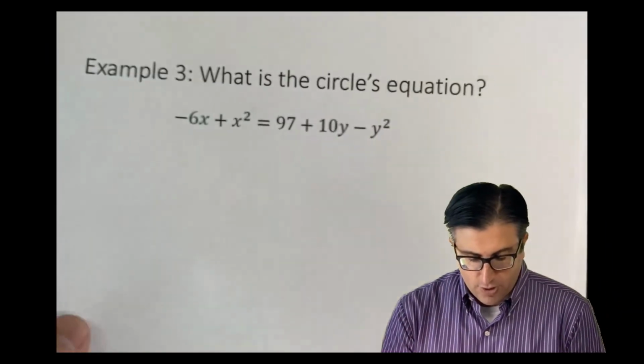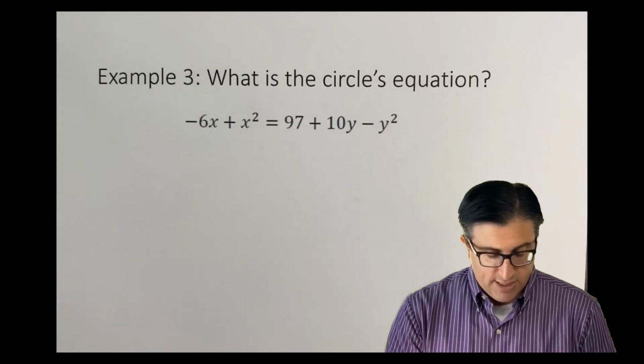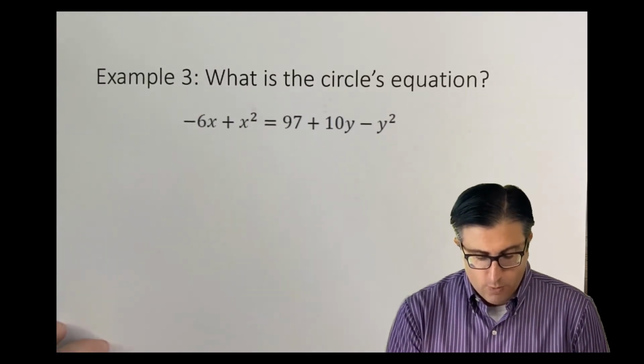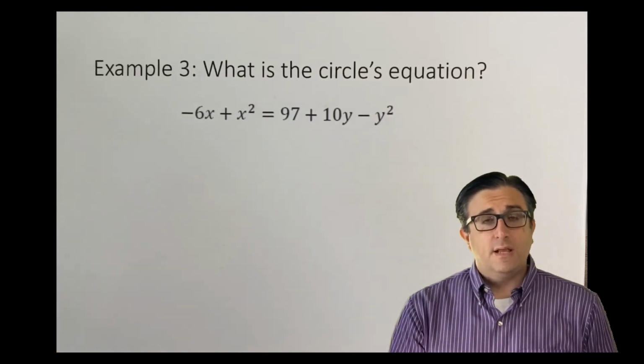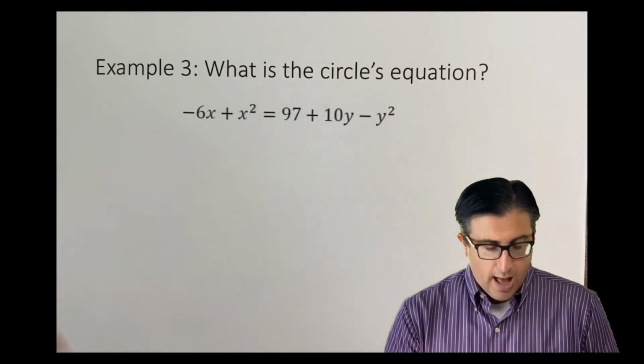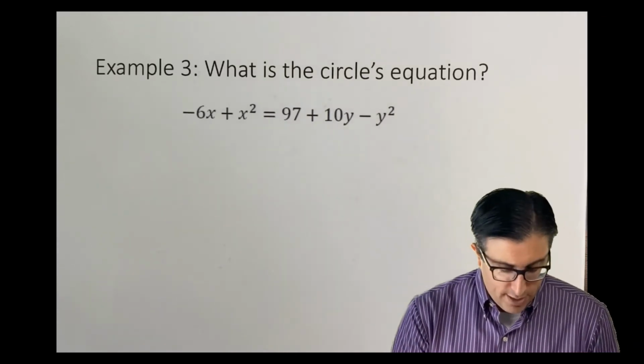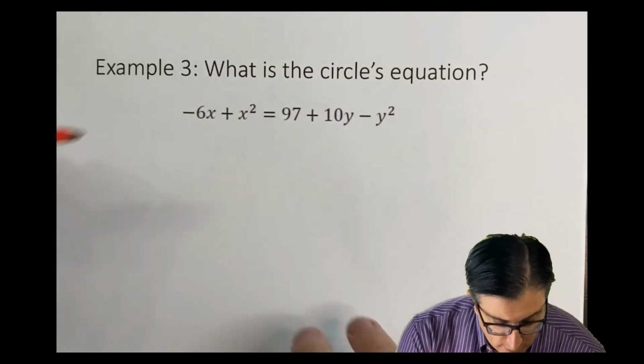All right, one more together, and then you can try one on your own. Negative 6x plus x squared equals 97 plus 10y minus y squared. Well, this is a little bit messier than the last two. I'm going to get all the x's and y's on one side. I'm going to get the number on the other. The x's are already on one side.